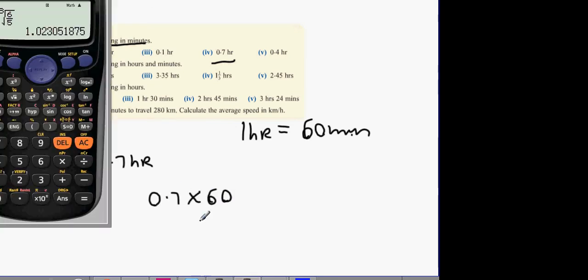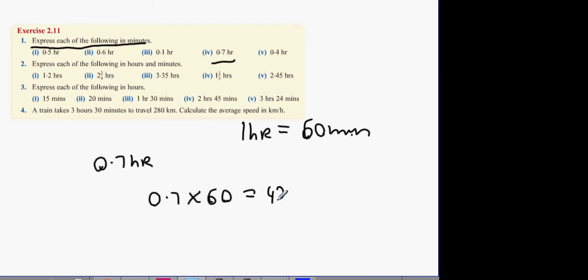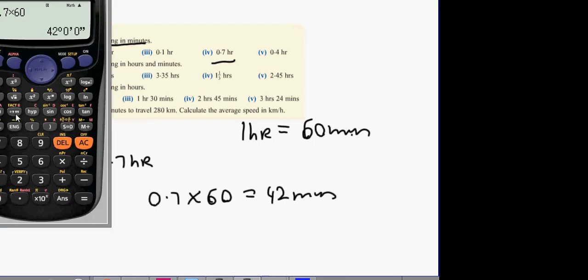So 0.7 times 60. Now, everybody knew that already. And what we get there is 42 minutes. Everybody could do that. Now I want to show you another trick that you may not know. Do you know this degrees button I showed you earlier? Remember I showed you that before? Degrees, minutes. That works in terms of 60. So if I put 0.7 in, press equals, and press this button here, 42 minutes.